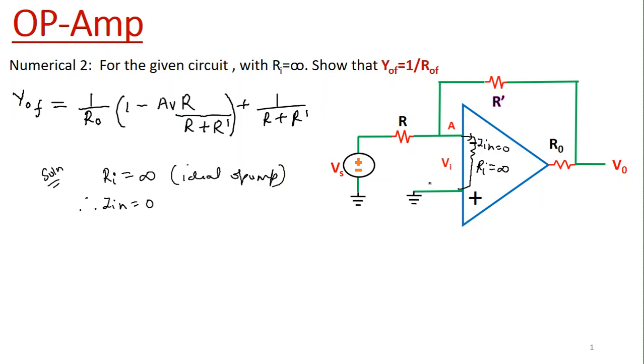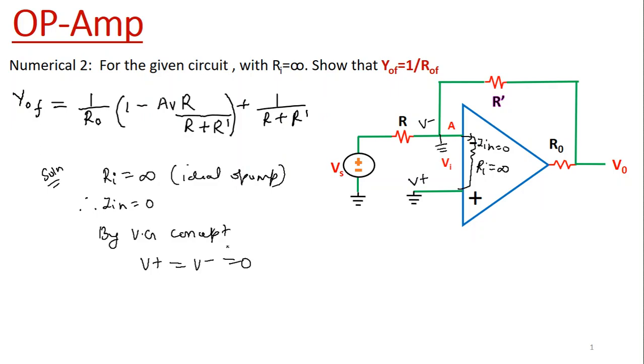Now in the ideal operational amplifier, we know that if the voltage at the non-inverting terminal is grounded, then the voltage at the inverting terminal will be virtually grounded. So let us say the voltage at the non-inverting terminal is V plus and the voltage at the inverting terminal is V minus. By the virtual ground concept, V plus is equal to V minus is equal to 0.